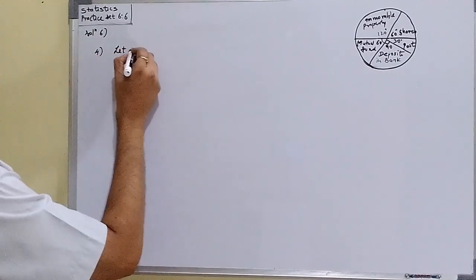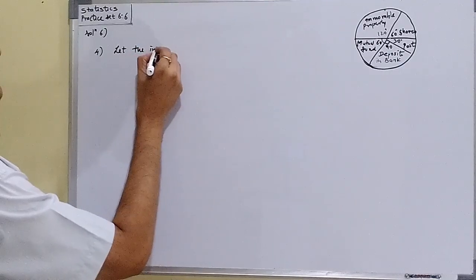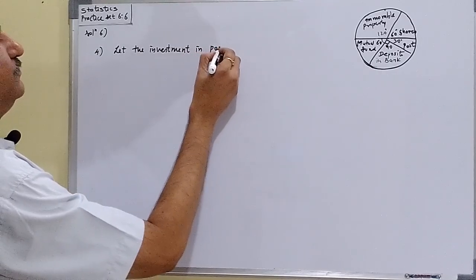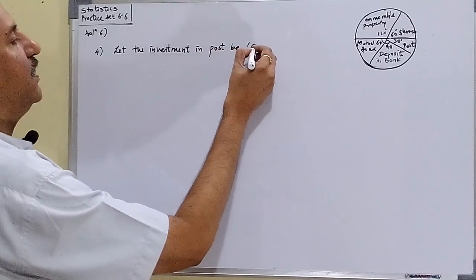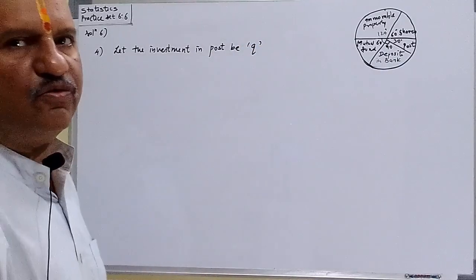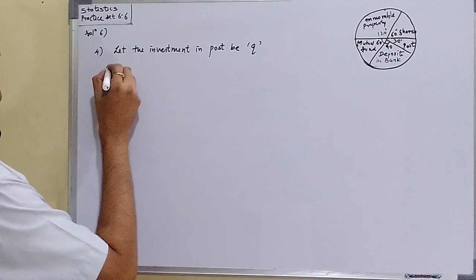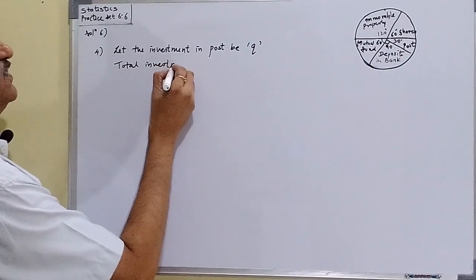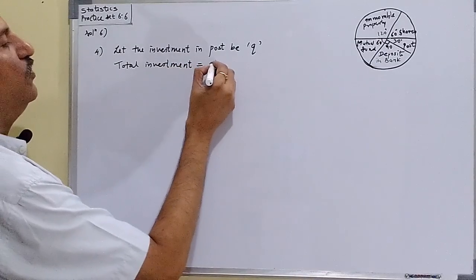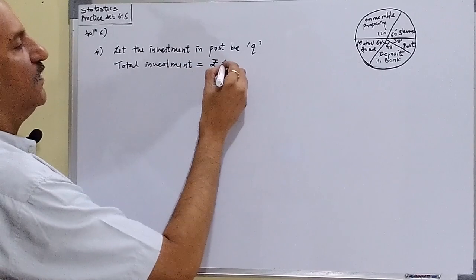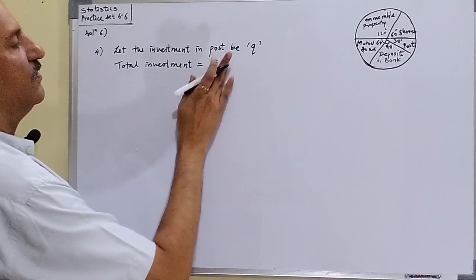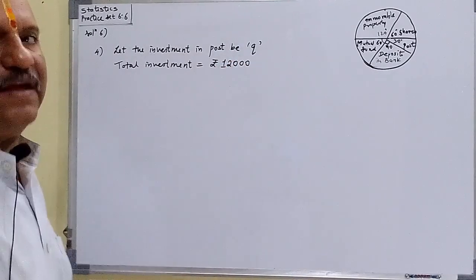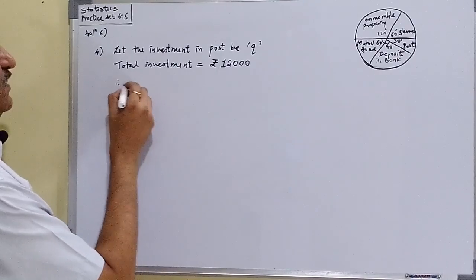Let the investment in post be, say, Q, amount rupees Q. Therefore, now what is the total investment? We found out earlier in the very first sub question of question number 6 that it was 12,000.